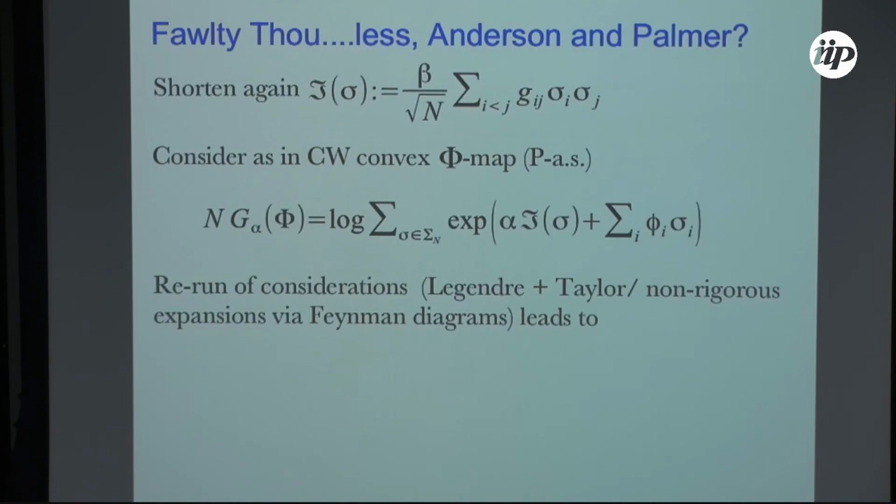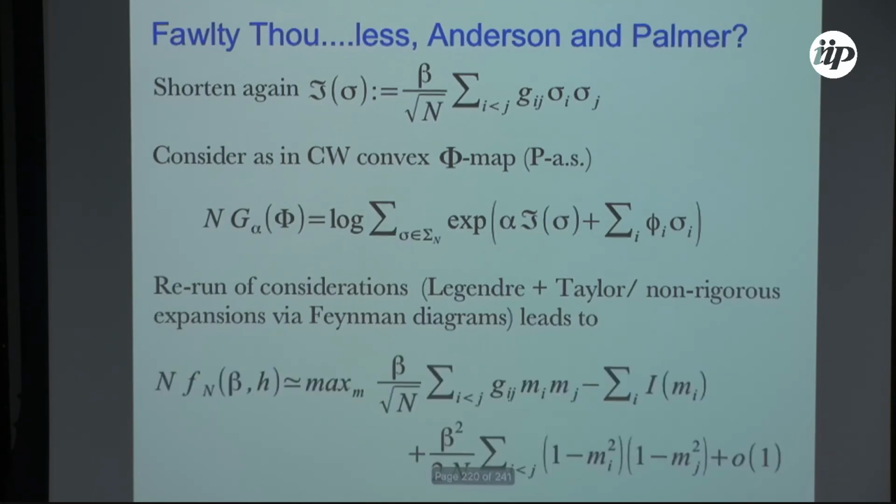you do a Legendre transform twice, and then Taylor expand in alpha. This leads to the celebrated object, and this object is easily understood. There's a one-to-one mapping with the Curie-Weiss, so this is the internal energy. This is a second order correction, which, because of the disorder, is not of order 1 over n. So in this case, you have to go to second order.